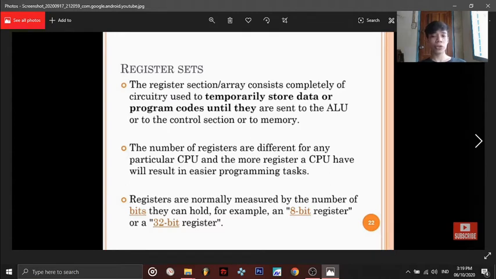Registers are normally measured by the number of bits they can hold, for example, an 8-bit register or a 32-bit register.